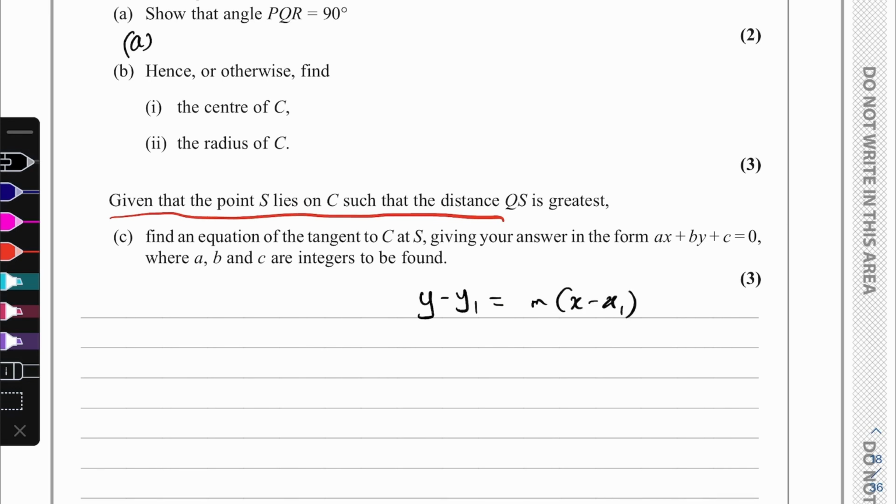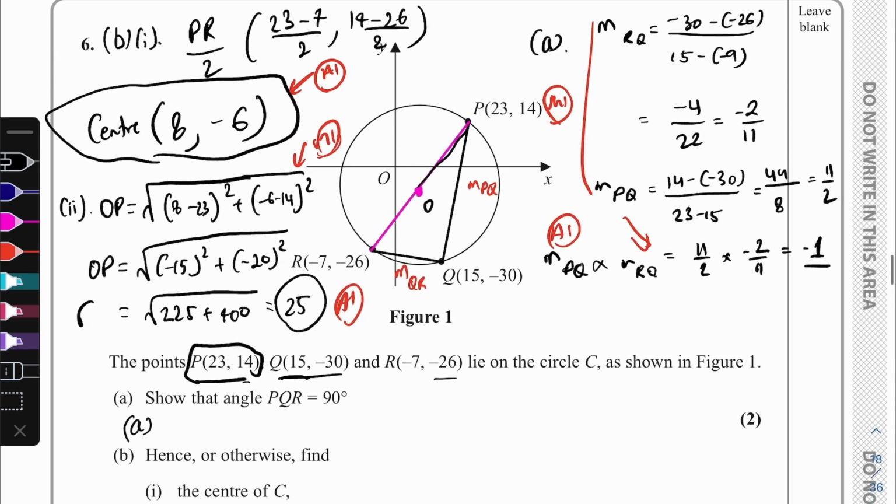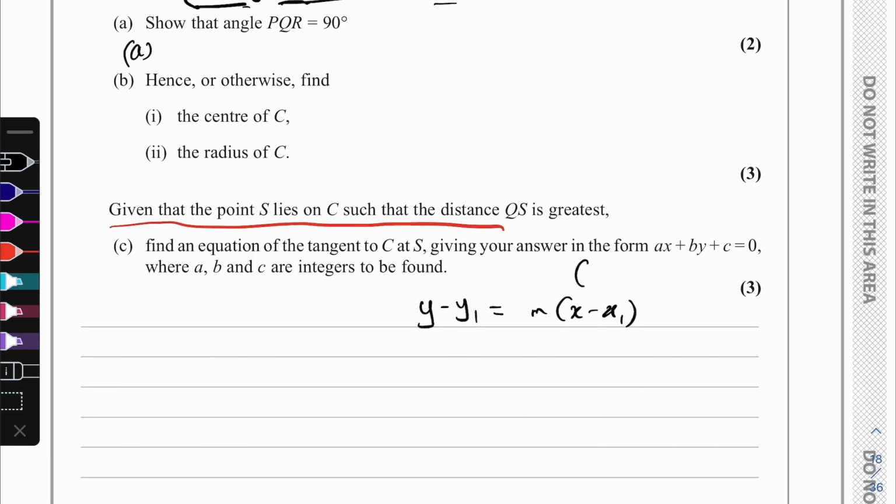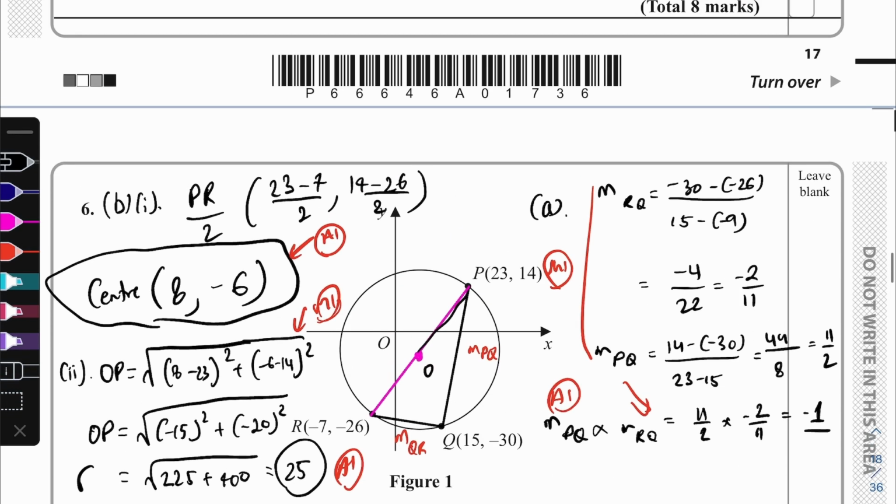All right, let's go back up. So we need to find the gradient. We need to find the coordinate of S as well. So we need to find two things: the coordinate of S, x1 and y1, and the gradient at S. So how should we do this? So let's go back up.